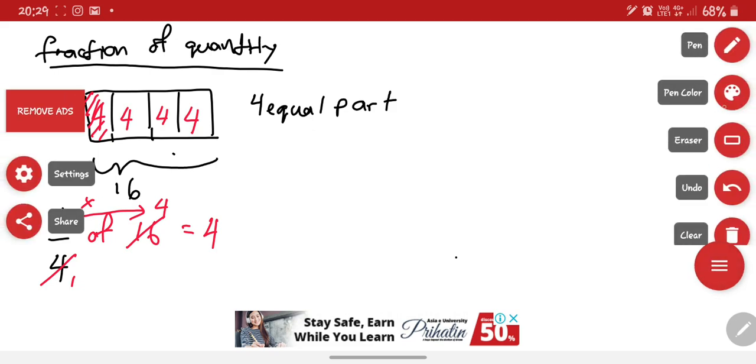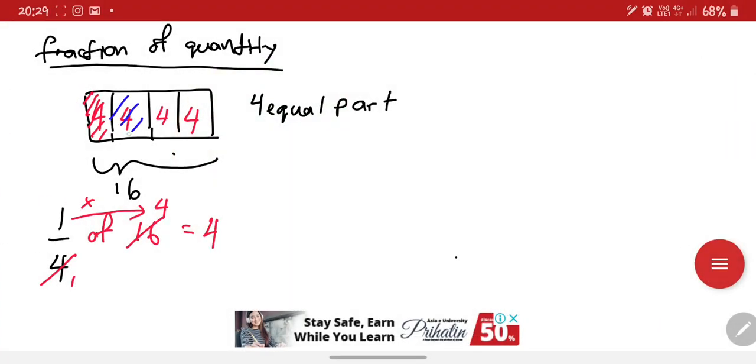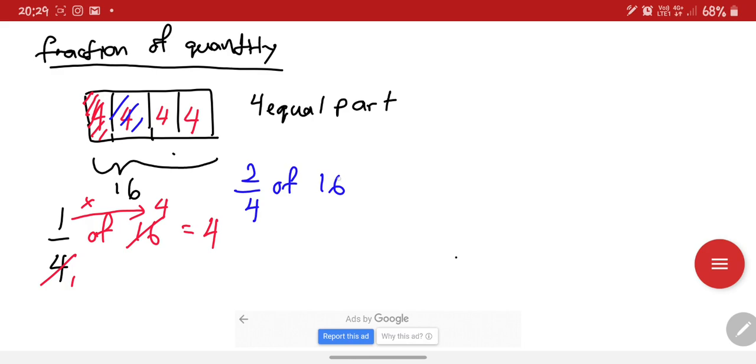Now let's say you wanted to know 2 out of 4. There are two 4s there, so 4 plus 4. If I have the question 2 out of 4 of 16, it is simple: 16 divided by 4 gives 4. Then you multiply by 2, the numerator, so your answer would be 8.